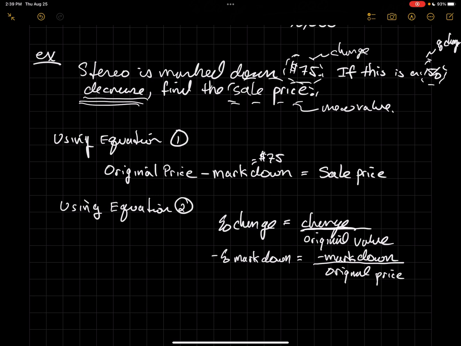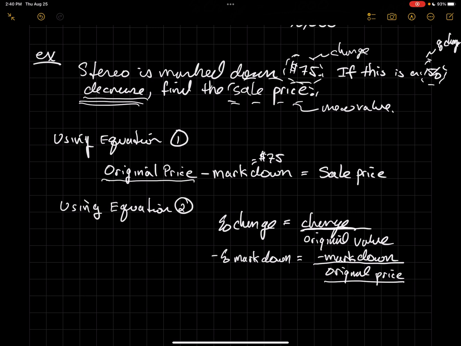And now look at what we can do. And this is where our algebra becomes particularly powerful. Let's take a look at equation 1. We have original price in equation 1, and we have original price in equation 2. We have markdown in equation 1, and we have markdown in equation 2. We have sale price in equation 1, but we don't have sale price in equation 2.